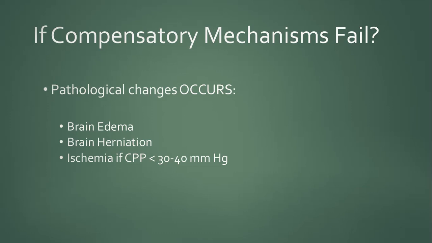So what if the compensatory mechanisms fail? There will be pathological changes that can cause brain edema, brain herniation, and ischemia, especially if the cerebral perfusion pressure is lowered to 30 to 40 millimeter of mercury. It is important that we act before these ranges and before these pathological changes.